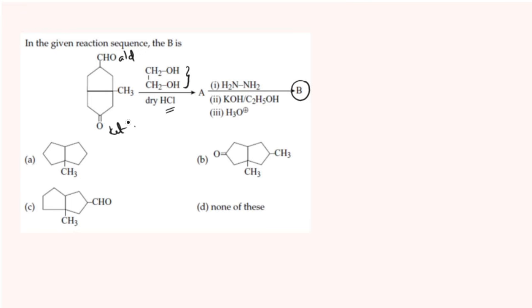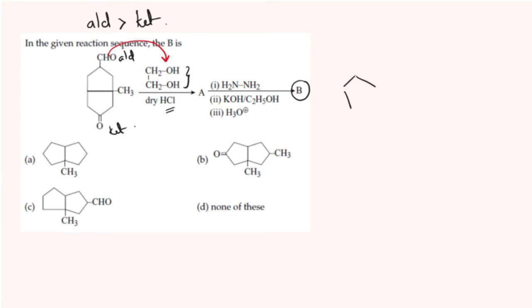But which one are we going to get? Acetal or ketal? For that, you need to know the reactivity of the aldehydes and ketones. By now, you know that aldehydes are more reactive than ketones. Because of this, the aldehyde will react with the vicinal diol and form a cyclic structure.